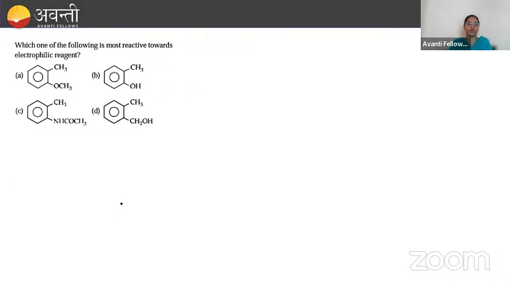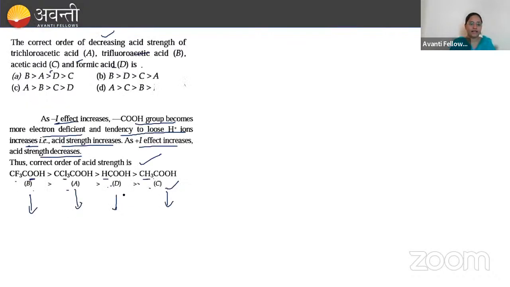Next problem. Which one of the following is most reactive towards electrophilic reagent? Yes, what was our answer here? BADC, option A. Okay, option A is the correct answer.